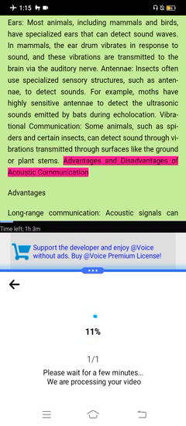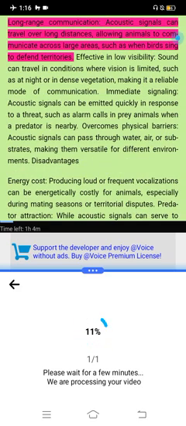Vibrational communication. Some animals, such as spiders and certain insects, can detect sound through vibrations transmitted through surfaces like the ground or plant stems. Advantages and disadvantages of acoustic communication. Advantages. Long-range communication. Acoustic signals can travel over long distances, allowing animals to communicate across large areas, such as when birds sing to defend territories.